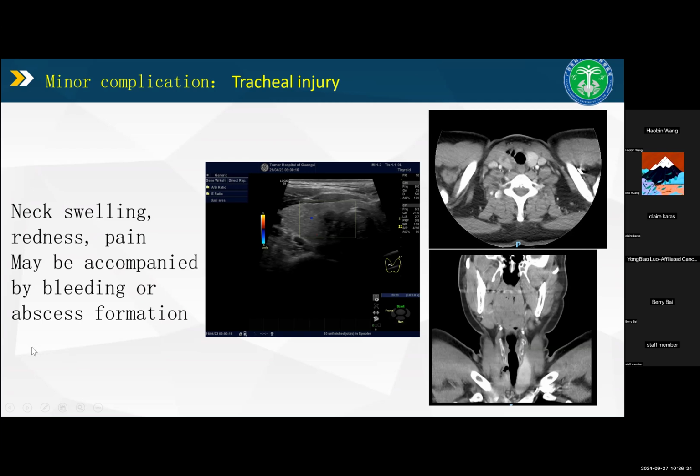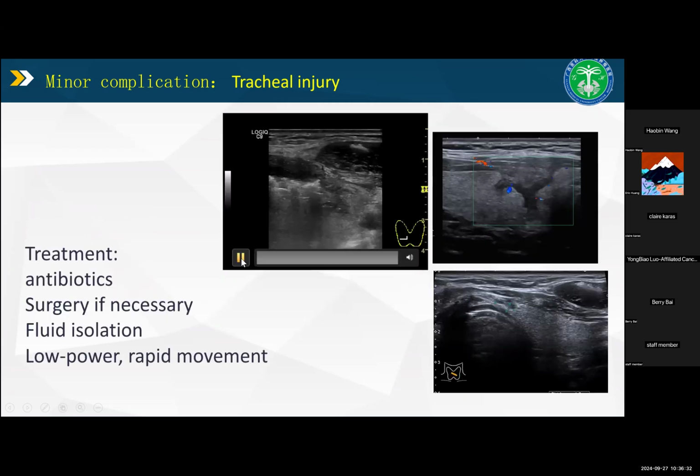When the patient has a trachea injury, we can see that there is some gas overflow under the ultrasound image, so at this time we need highly anti-infection treatment. If necessary, surgical treatment, and we still need to recommend adequate liquid quality during thermal ablation and move quickly with low power.